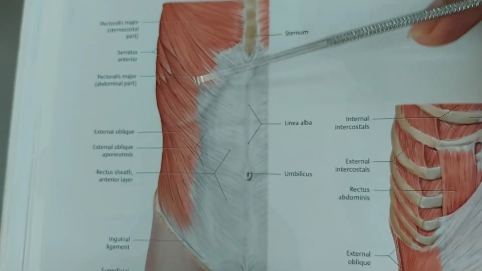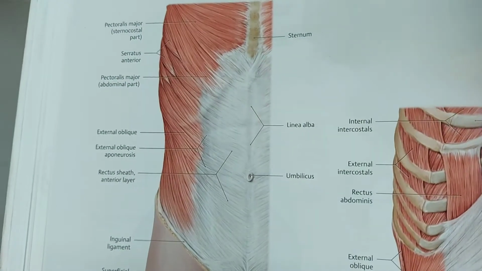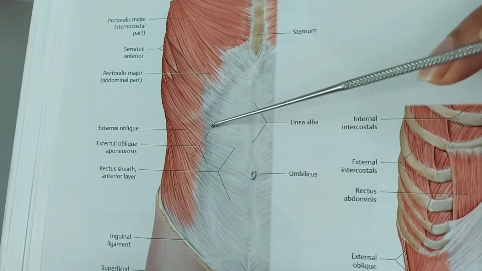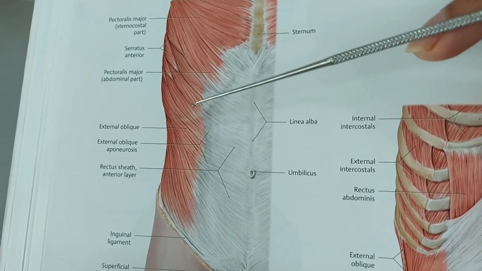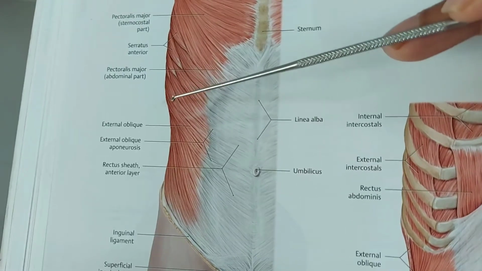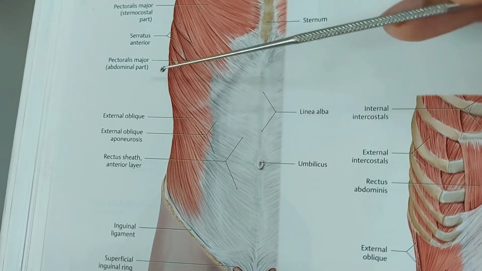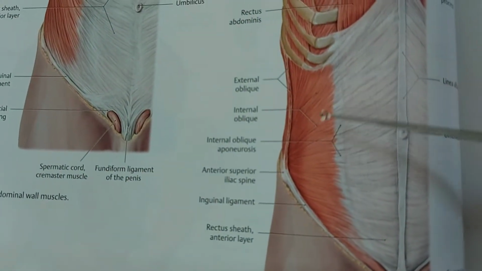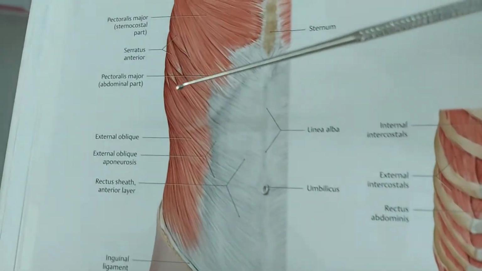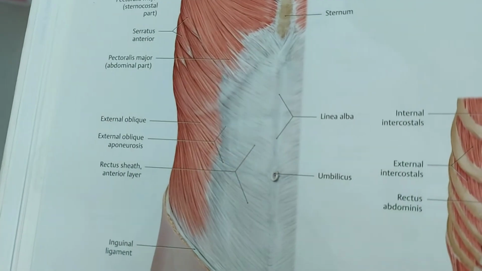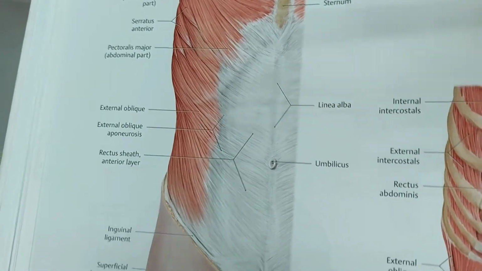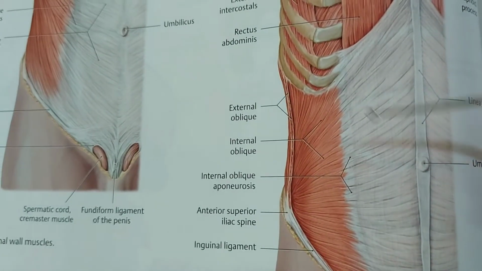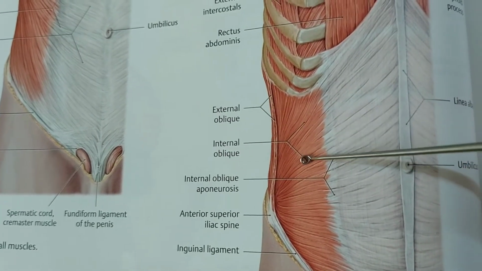Here is the anterior abdominal wall. This anterior abdominal wall is composed of different types of muscle, and these muscles are named according to the direction of the muscle. This is an oblique muscle, and here is another muscle, it is also an oblique muscle. So this oblique muscle is external, so this is known as the external oblique, and this oblique muscle is internal to this external oblique, so this is known as the internal oblique.